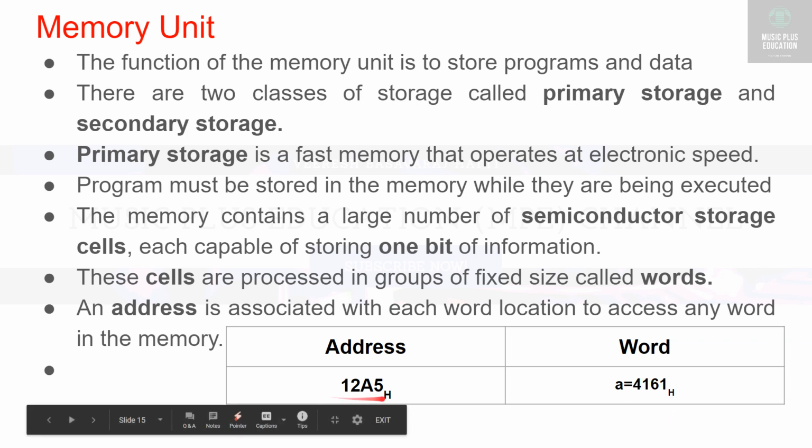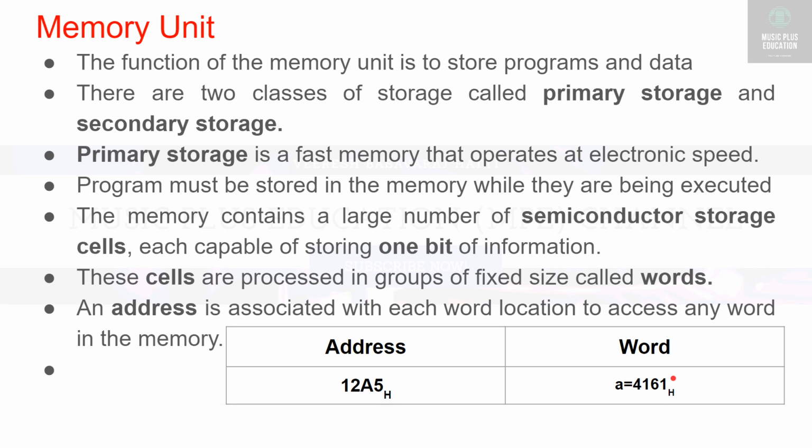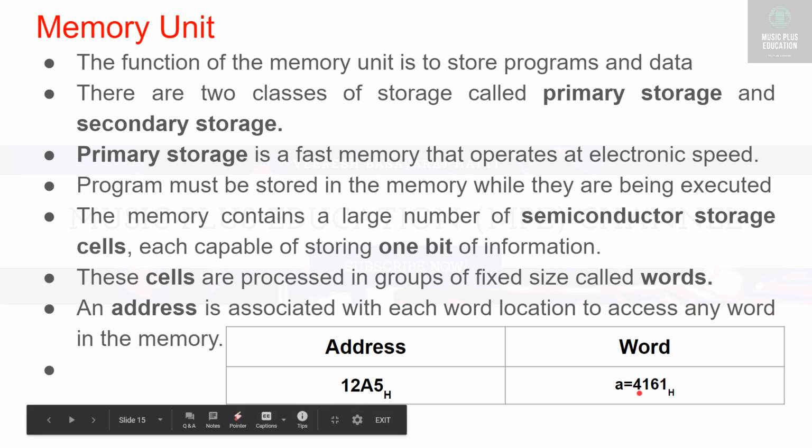If the processor wants to read this 4161H, it has to send this address 12A5, then only it can fetch this particular data. This is a data word. Word length may vary from 16-bit to 64-bit. It's not a fixed number, it depends on the machine. Here you can see how many bits: 4 bits, 4 bits, 4 bits, 4 bits. 4 fours are 16 bits. So 16 bits are required to represent this 4161H.